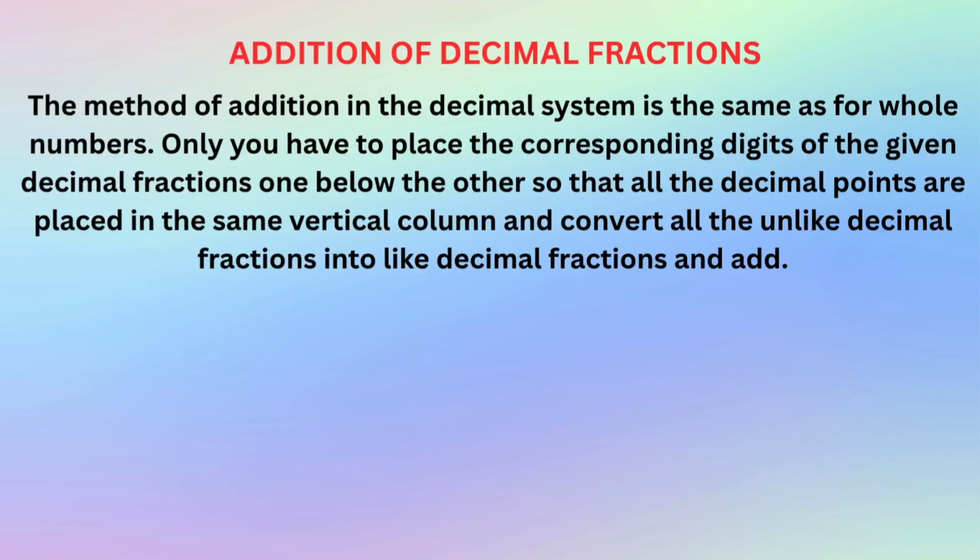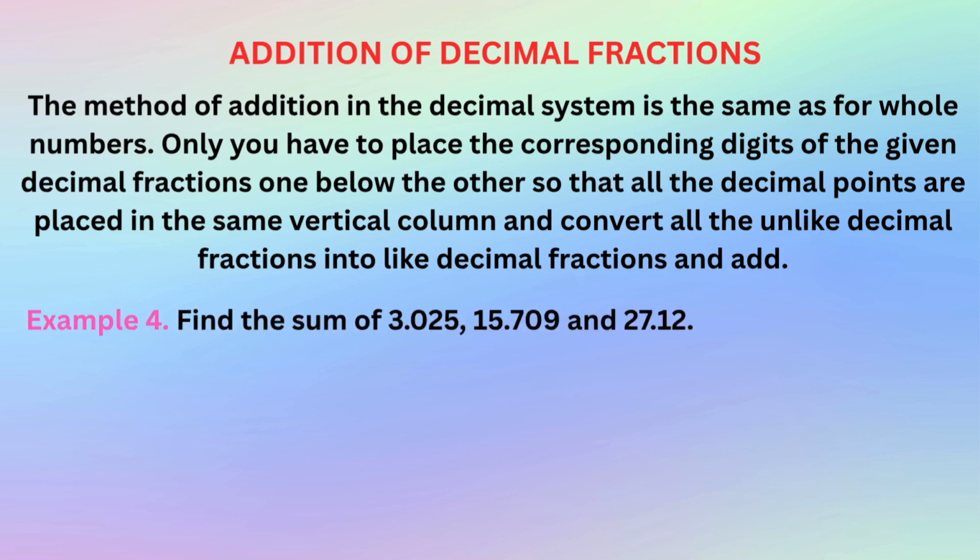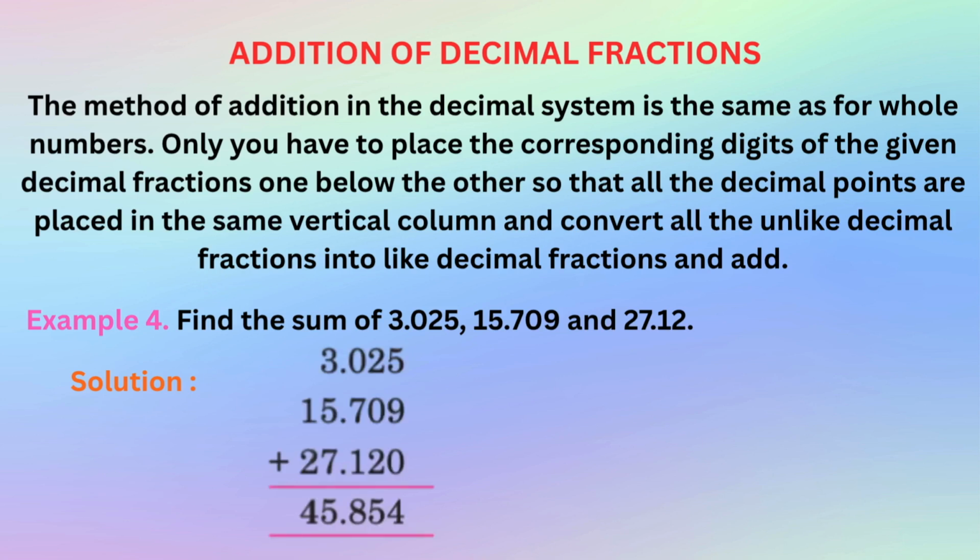Addition of decimal fractions. The method of addition in the decimal system is the same as for whole numbers. Only you have to place the corresponding digits of the given decimal fractions one below the other so that all the decimal points are placed in the same vertical column, and convert all the unlike decimal fractions into like decimal fractions and add. Example 4. Find the sum of 3.025, 15.709 and 27.12. Solution. 3.025 plus 15.709 plus 27.12 equals 45.854.